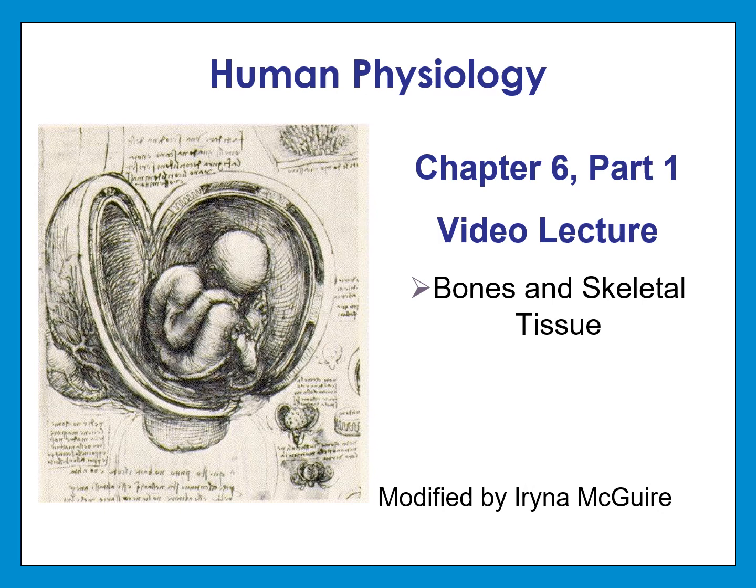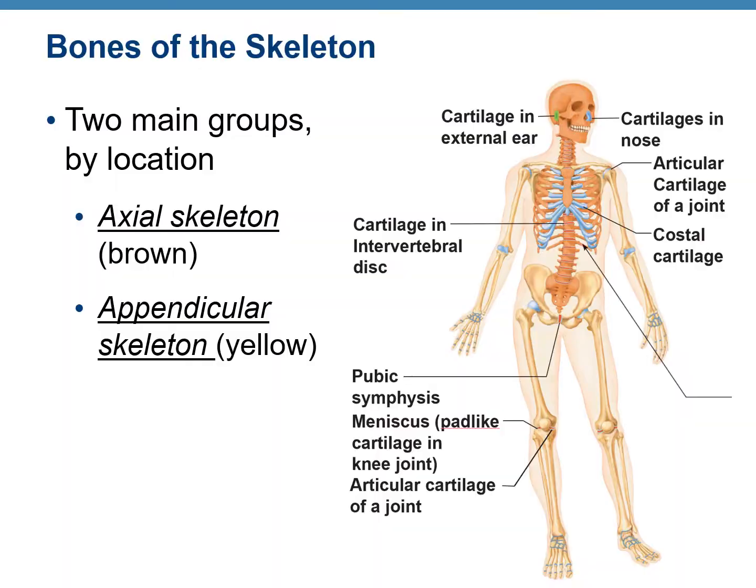Hello everybody, in this video lecture we will talk about bones and skeletal tissue. So this is chapter 6, part 1. So, bones of the skeleton. Bones of the skeleton can be divided into two main groups based on their location.